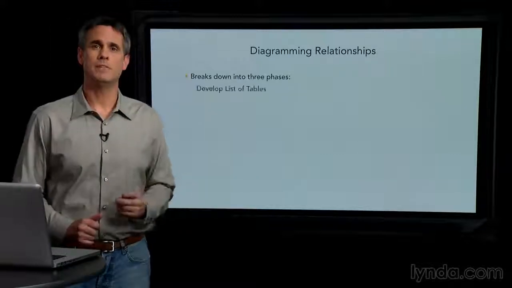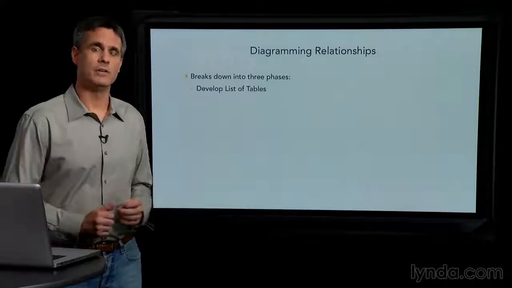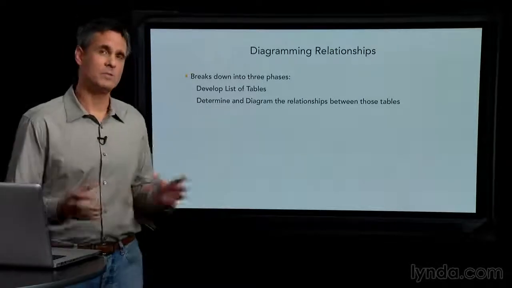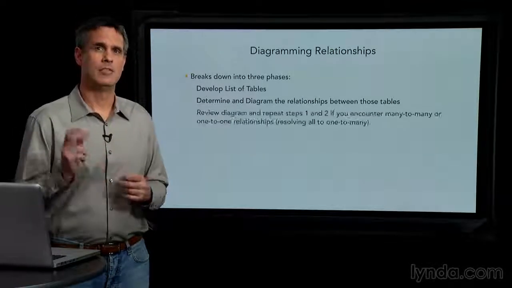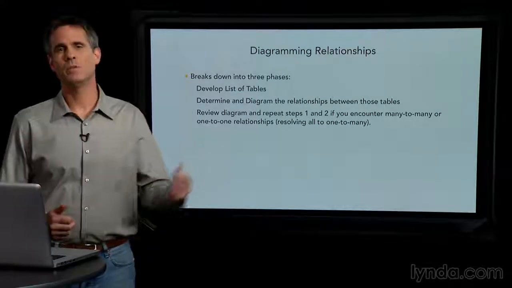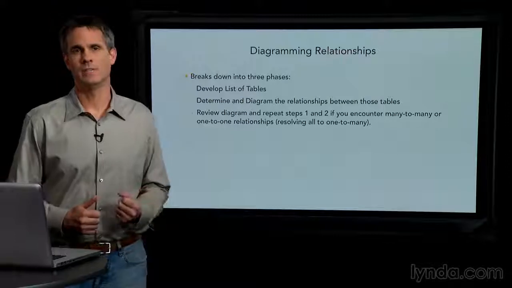First, you develop a list of entities or tables that belong in your data model. Next, determine and diagram the relationships between those tables. And third, review the diagram for correctness and consistency, and possibly revisit steps 1 and 2 if necessary.